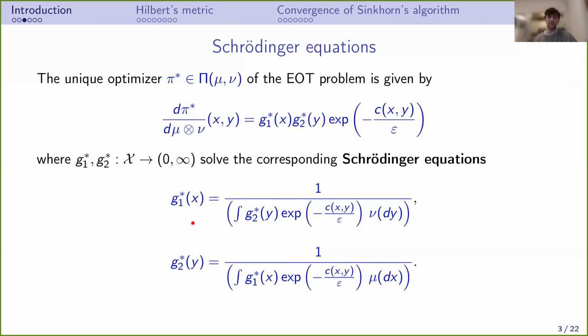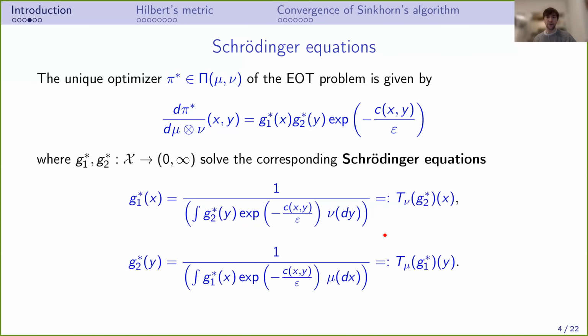So G1 star is the fraction of 1 divided by this integral of G2 star times the same exponential term, which also occurs in the density, and then integrated with respect to nu. And G2 star has to satisfy the same kind of equation. Just here, G2 is replaced by G1, and we integrate with respect to mu instead of nu. And for the sake of going towards Sinkhorn's algorithm, we consider these fractions, or the Schrödinger equations, to be defined by two operators, T nu and T mu.